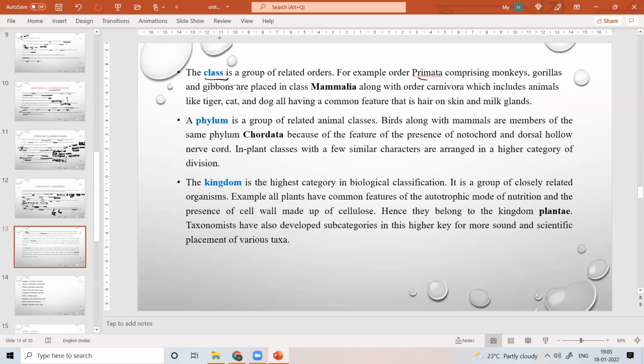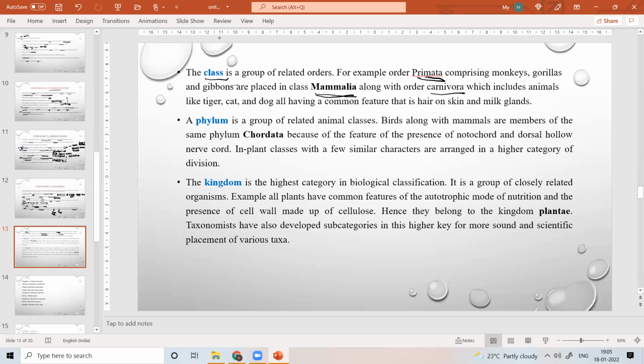Even humans are included in the order Primata. This order Primata is placed in the class called Mammalia, along with the other order called Carnivora. As we already discussed, the order Carnivora includes cats, dogs, tigers, lions, and all these animals, which will be included in the class called Mammalia.